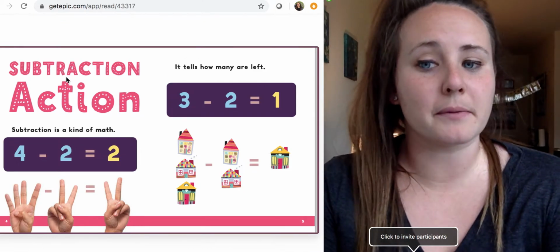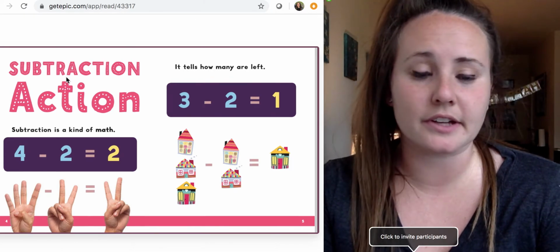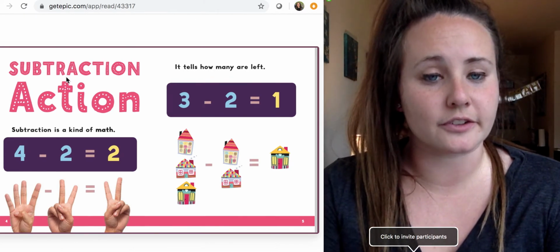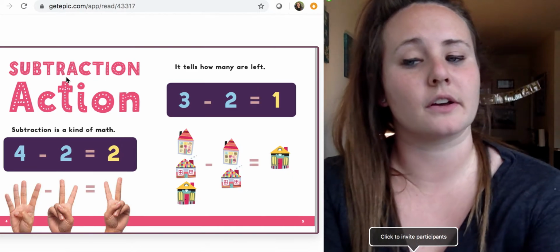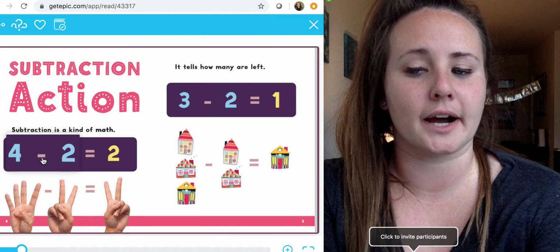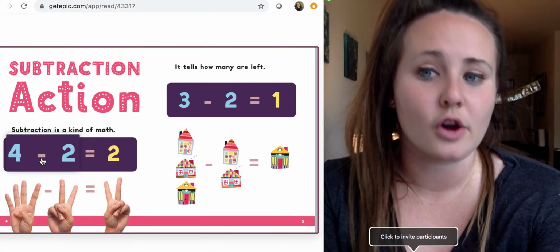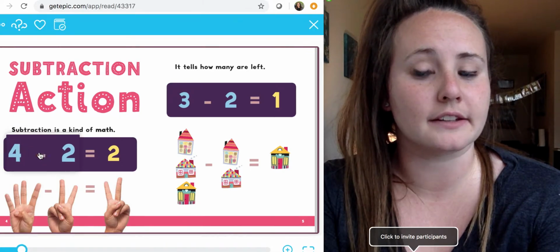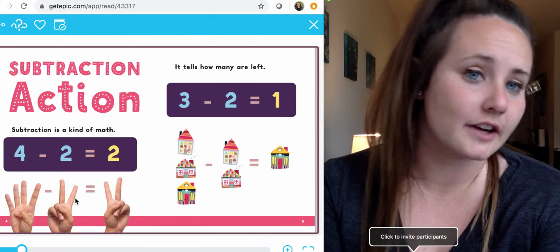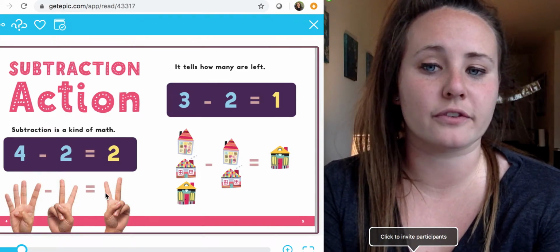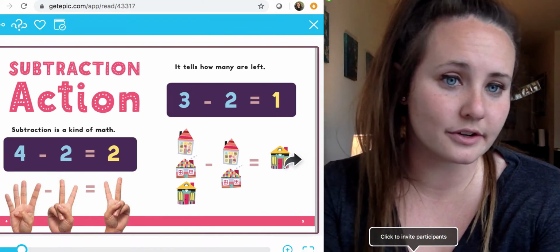Subtraction is a kind of math. It tells how many are left. And just like we talked about in school, we can use different strategies to help us solve our subtraction problems. So, first of all, we have our minus sign here that tells us that we are taking away. We can read our number sentence, 4 minus 2 equals 2, and use some strategies to solve it, like our fingers, or we can draw a picture, or we can count backwards in our minds.